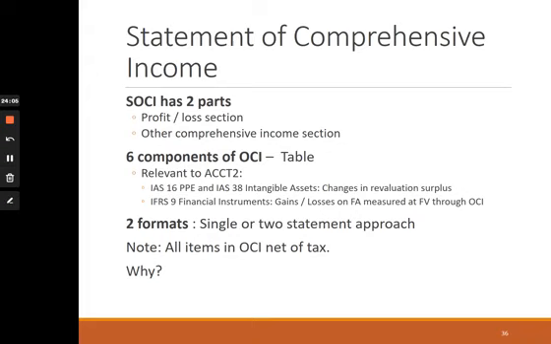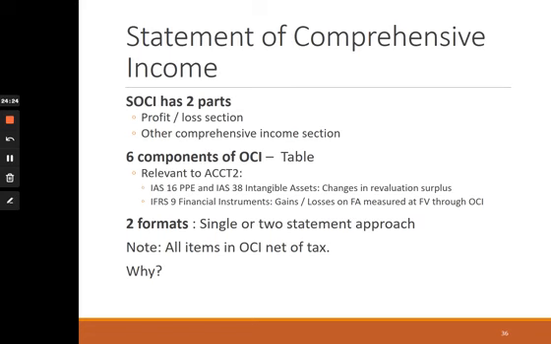Please revisit the slide. You need to know which items need to be disclosed as other comprehensive income on your statement of comprehensive income. So there are two formats that we can use, a single statement format or a two-statement approach.